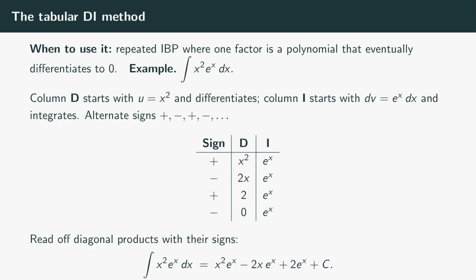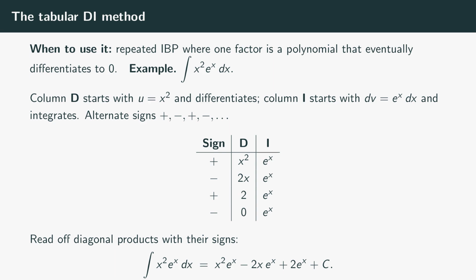One more thing, because it's a beautiful time saver, suppose you have to apply parts 3 or 4 times in a row. That happens when one factor is a polynomial of degree 2 or higher. Take the integral of x^2 e^x dx. By LIATE, u equals x^2, dv equals e^x dx. After one round of parts, the new integral has x instead of x^2. After another round, it has the constant 2. After a third round, the polynomial has differentiated to 0 and the recursion stops.